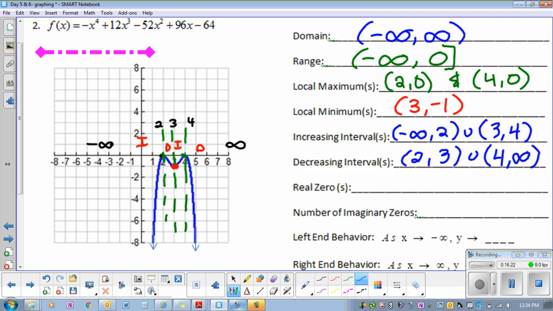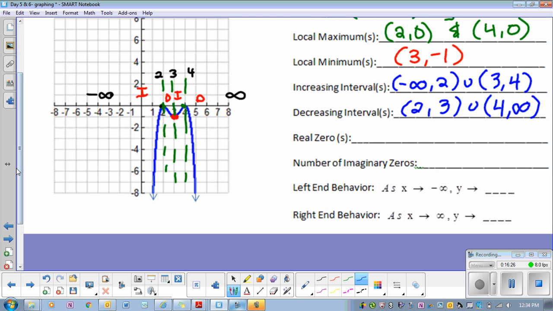Questions about this? I'll just scroll up a little bit because there are people in the back.